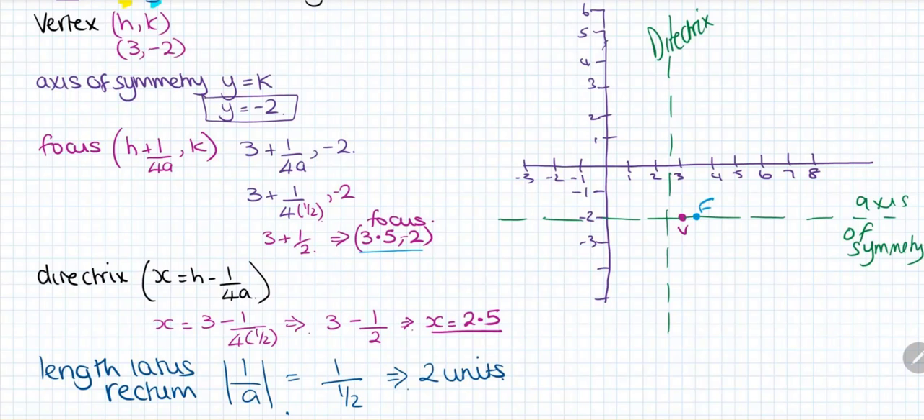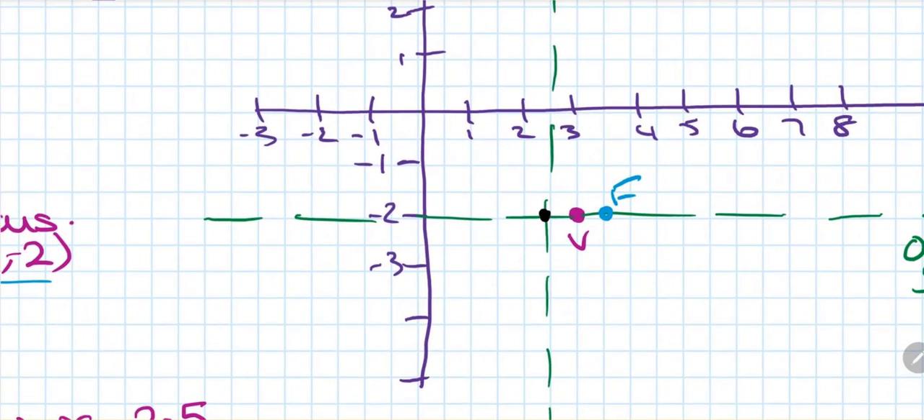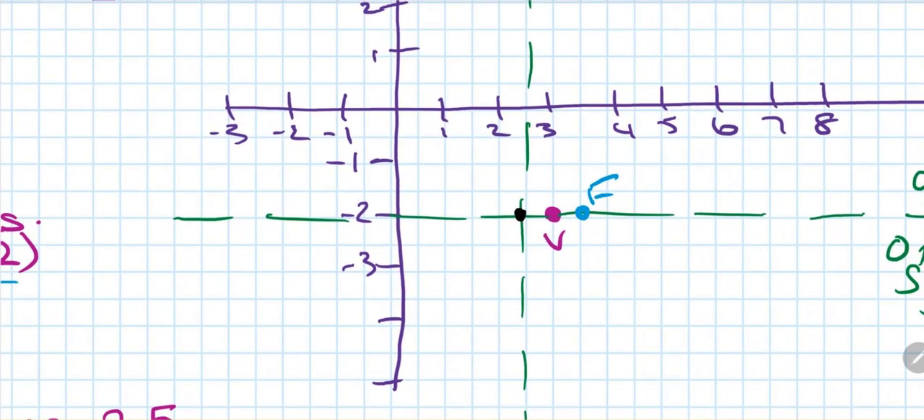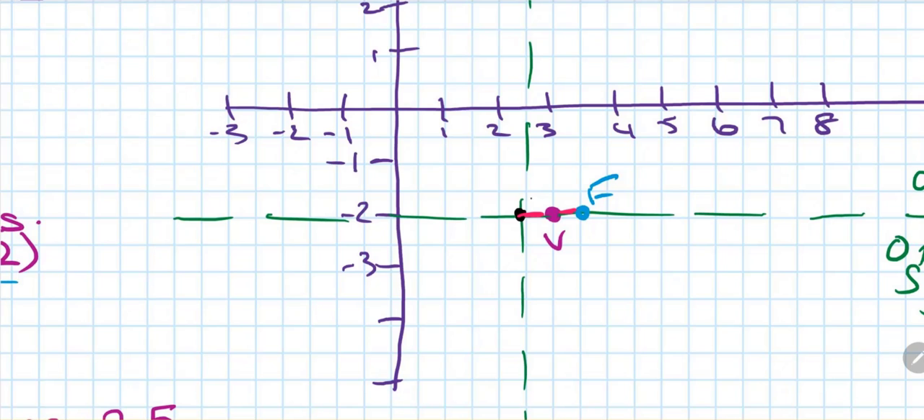So this point here on the directrix, let's just make this look a little bit bigger. This distance here and here is equal. I'm just going to call them P.